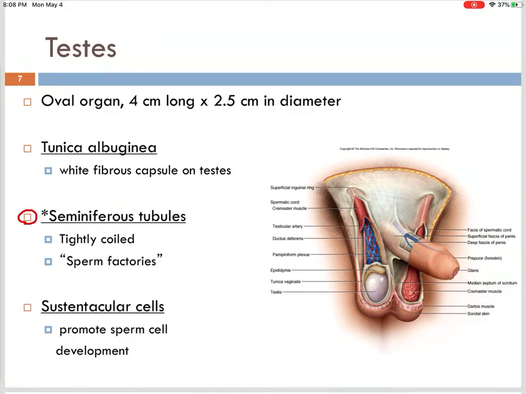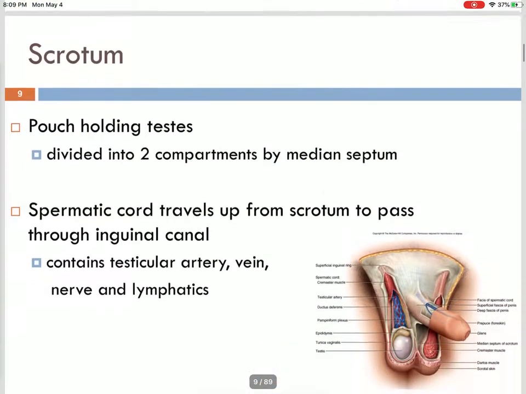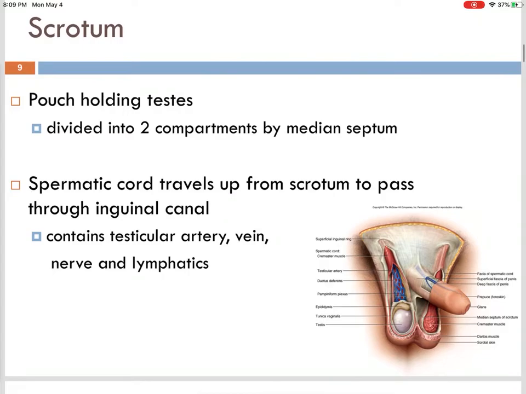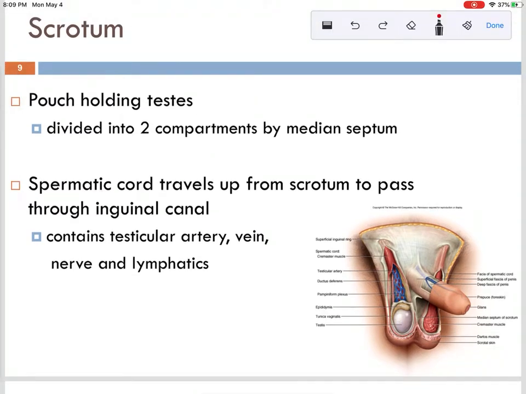If you're wondering why the testes are held outside of the body, it is because it is a slightly cooler temperature. So if the testes were inside the body of the biological male, they would be at a slightly higher temperature that is not best for sperm development. So they hang outside the body, which promotes the best sperm production at a slightly cooler temperature.